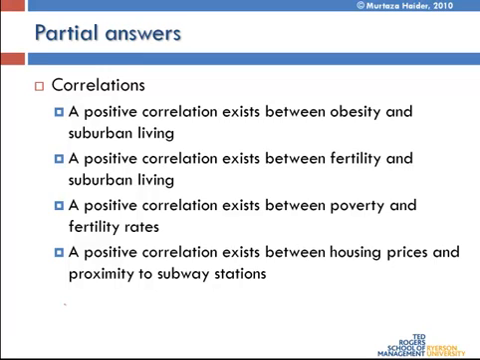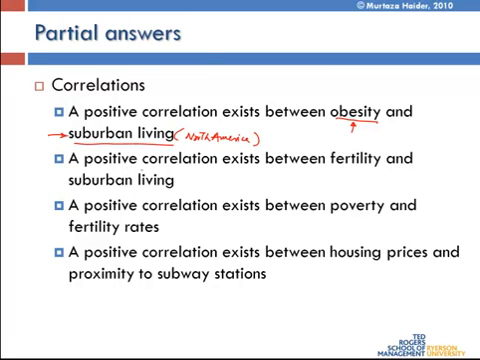There exists a positive correlation between obesity, that is, people being overweight, and suburban living in North America. Now, this holds true for North America alone. What does it mean? It means that people who live outside the main city, in the remote parts of the suburbs, have a higher tendency to be overweight, that is, obese.